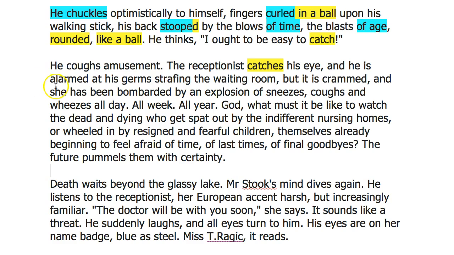Again, hopefully you picked up on the really powerful verbs. Let's take a look at them. Here they are, highlighted in yellow: alarmed, strafing, bombarded, dying, spat, wheeled. Not a violent one, but it helps you picture the helplessness of the people who are coming into the hospital. Feel afraid, pummels. Hopefully, you're getting a sense of how your writing can build up this sense of conflict, this sense of tension, without anything necessarily happening. Yeah, we've got to keep it as a description.